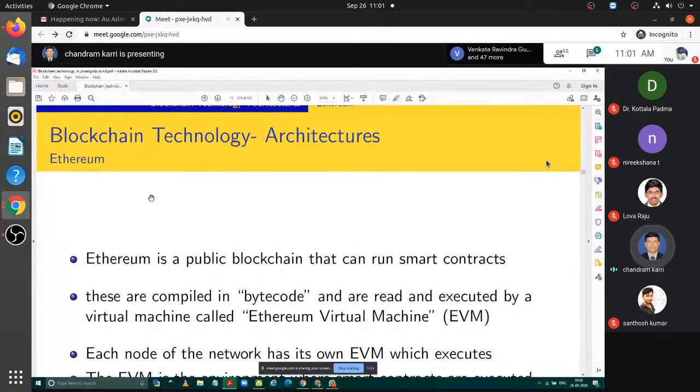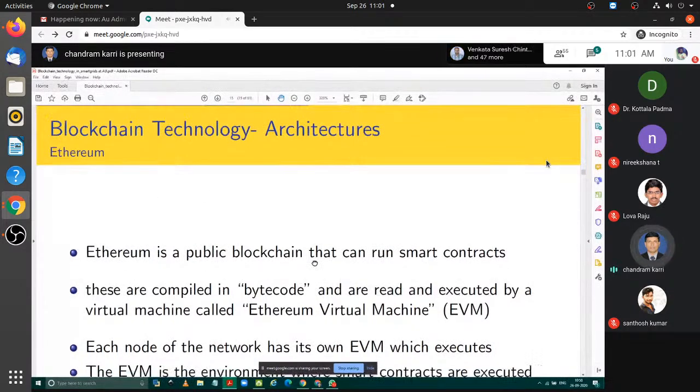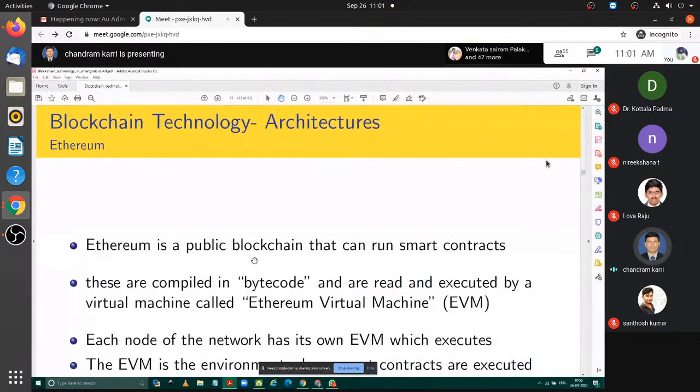The first architecture is Ethereum. In the beginning of the introduction of blockchain technology, Ethereum is a public blockchain. What it does is process smart contracts. Smart contracts in the sense that specific data is already available, and that data specifies what should be picked, what transaction should happen, and how it should be processed. So in this architecture, it's a public blockchain.